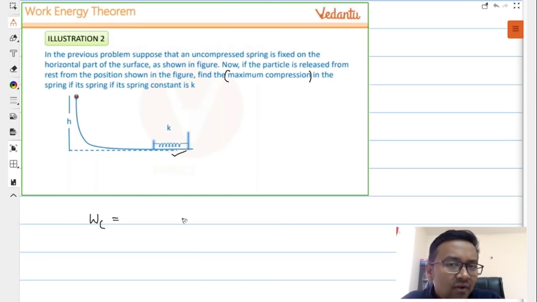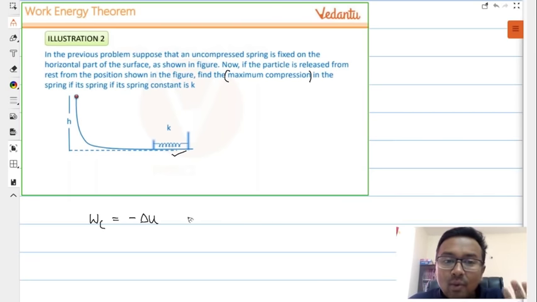Students, another way of looking at it, work done by the conservative force is minus delta U. Now here, what are the forces involved? We have got gravitational forces, number one.